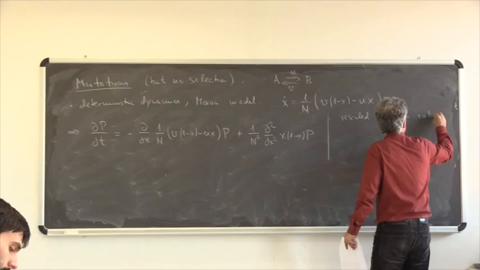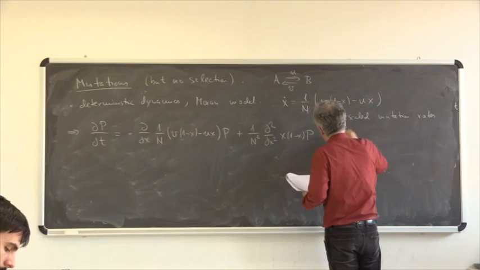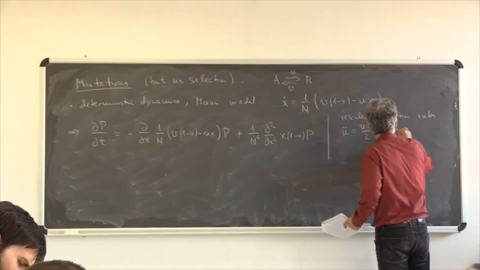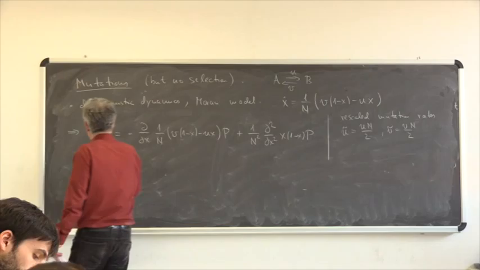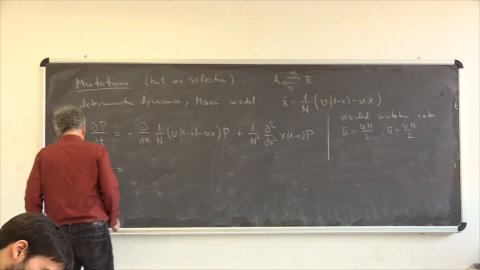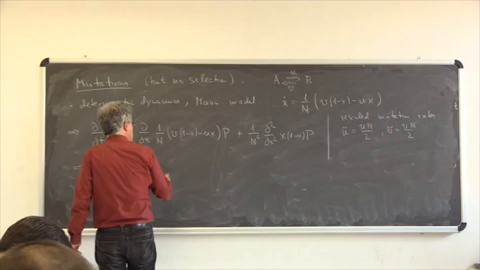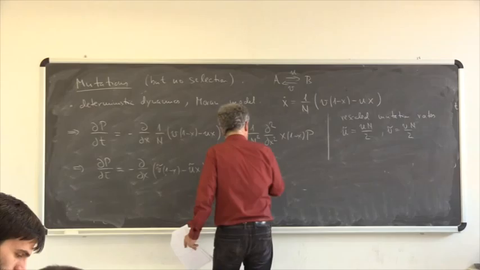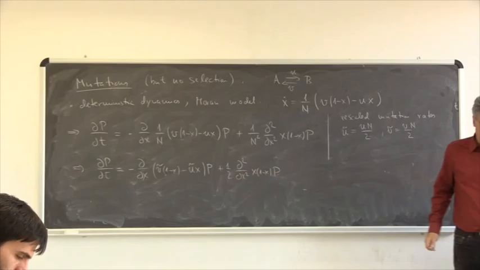Again, we introduce a factor of 1/2 for historical reasons. So these rescaled mutation rates are u times n and v times n. And then we can again go to the rescaled coordinates, to the rescaled time scale, and then we get this equation here, which now has a v tilde times 1 minus x minus a u tilde times x. So this is now the diffusion equation including mutations.